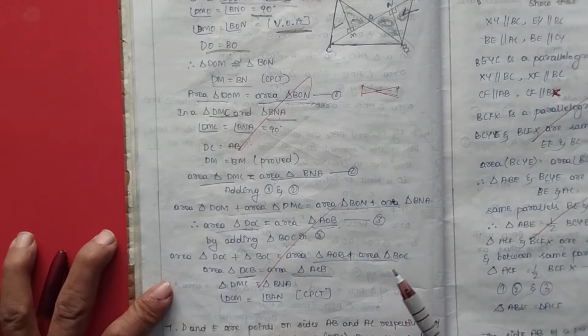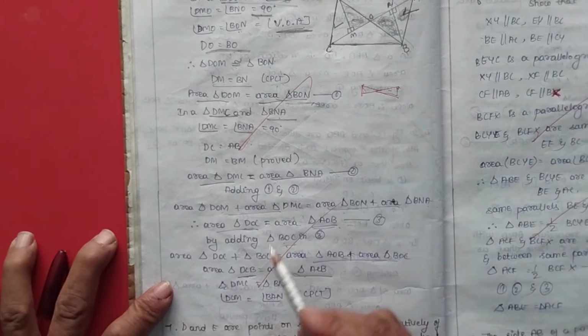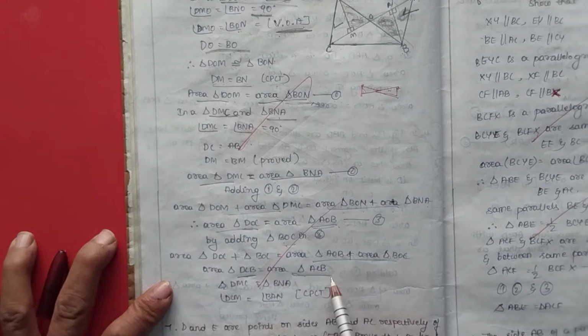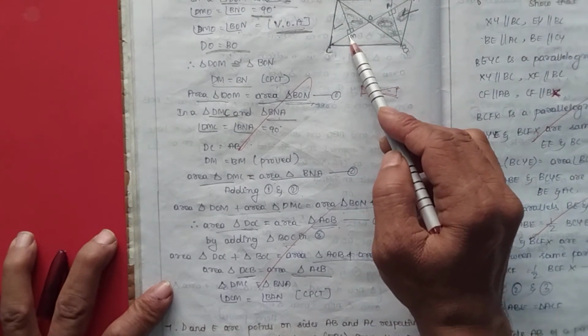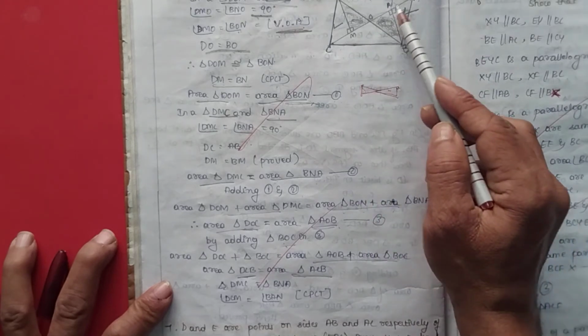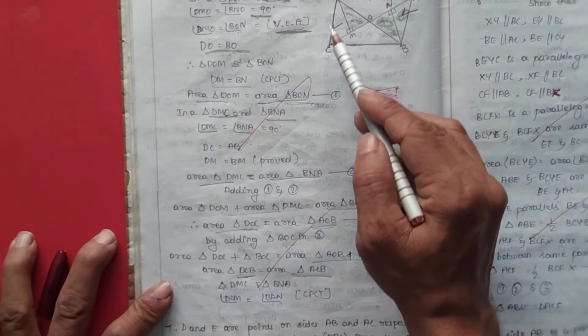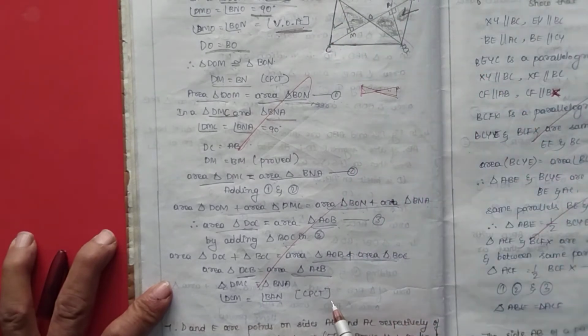What is left? That we have to write. Therefore triangle DMC is equal to triangle BMC. Hence proved. And angle DCM is equal to angle BAN. DCM from here down is 90 degrees, here down is 90 degrees, BAN. That is CPCT, hence proved. This is question number 6, over.